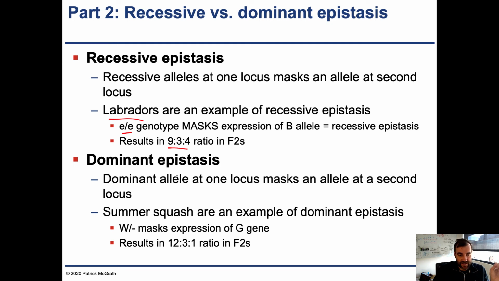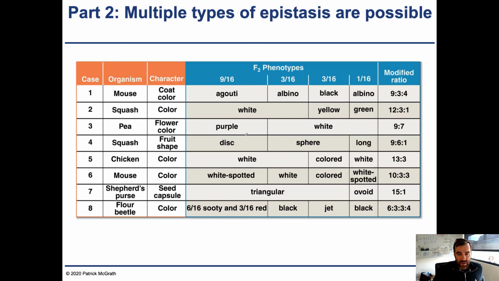Dominant epistasis is when the dominant allele at one locus masks an allele at a second locus. And so that is because this masks the expression of the G gene. And that results in a 12 to 3 to 1 ratio. So the summer squash are an example of dominant epistasis. And there are actually more possibilities.